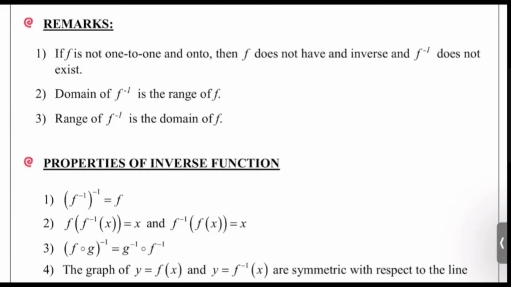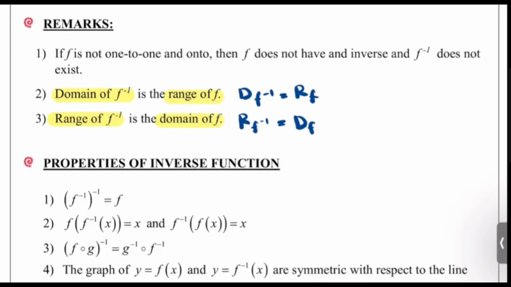Okay. So remarks here, if f is not one-to-one and onto, then f does not have an inverse, and f inverse does not exist. Ni kita dah cakap tadi, kalau dia bukan one-to-one, maka dia tiada inverse. Kemudian dia bagi tahu lagi, domain of f inverse adalah range of f. So kalau kita nak cari domain inverse, sama je dengan range of f tersebut. Kalau saya nak cari range of inverse, sama je dengan domain of f. Domain f inverse sama je dengan range f, ataupun range f inverse sama je dengan domain f.